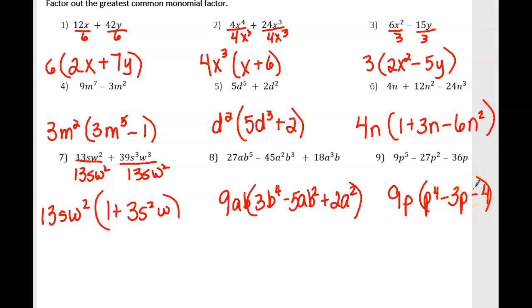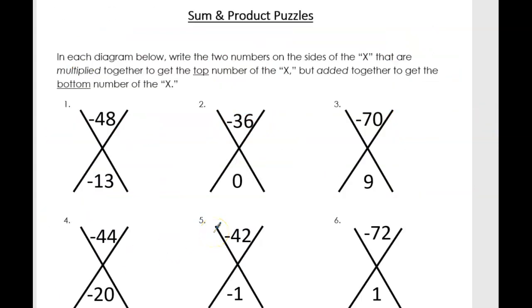Okay, so again, when we start to factor, the first thing we're going to do is always factor out the greatest common factor first. All right, now the next thing that we're going to talk about are these kind of puzzles, and it's called a sum and product puzzle. So in each diagram below, you're going to come up with two numbers so that when you multiply, you get the top number, but when you add them, you get the bottom number in the x.